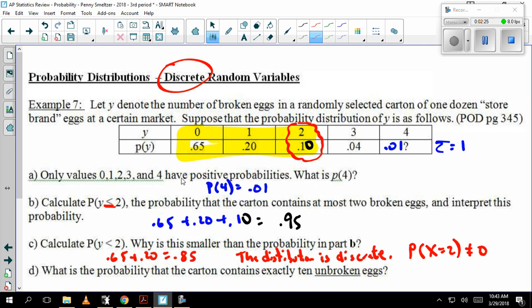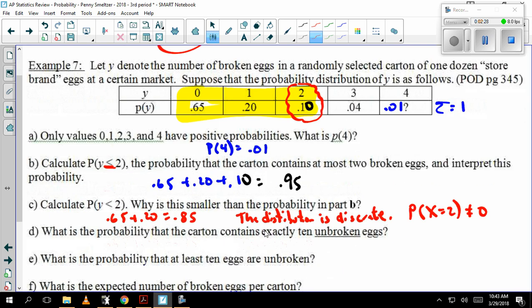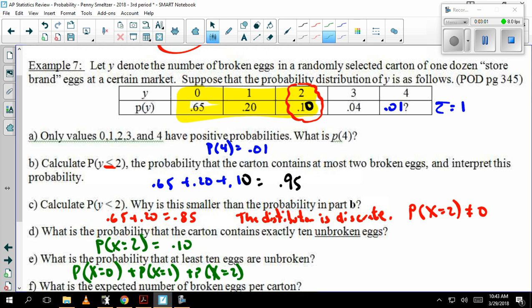Letter D says, what's the probability we have exactly 10 unbroken eggs, which means we have exactly 2 broken eggs, which is 0.10. Be careful here, they kind of switched gears on you with how they're doing it. The next one says at least 10 eggs are unbroken, which means I have either no broken ones, or 1 broken one, or 2 broken ones. X is less than or equal to 2. And so that's going to be the 0.95. Just like I did on part B, it's just worded differently.